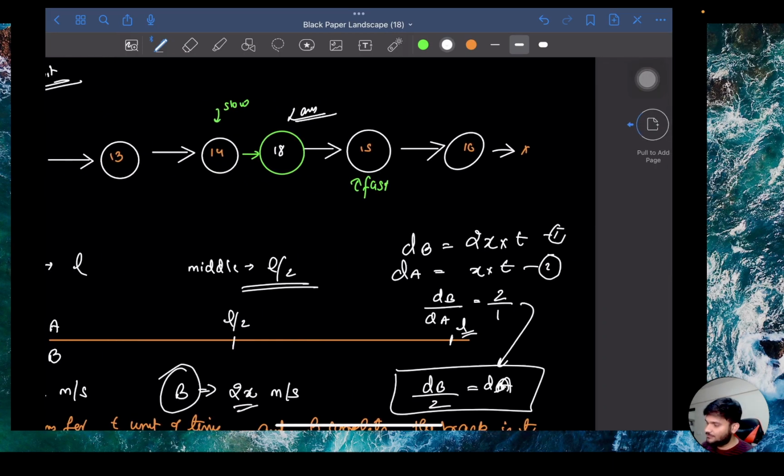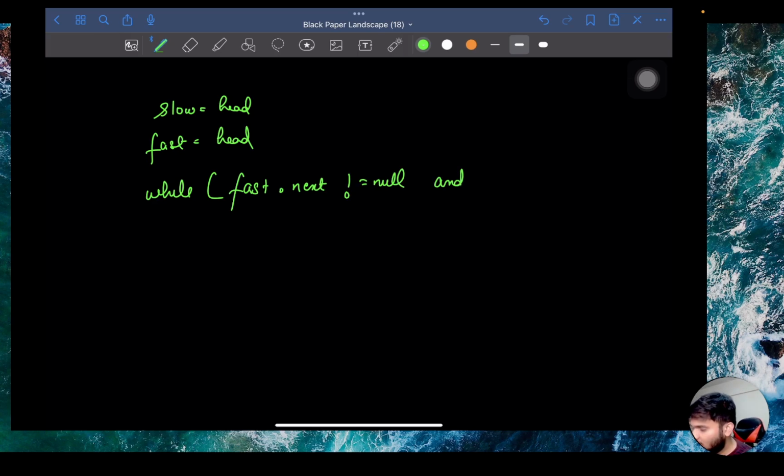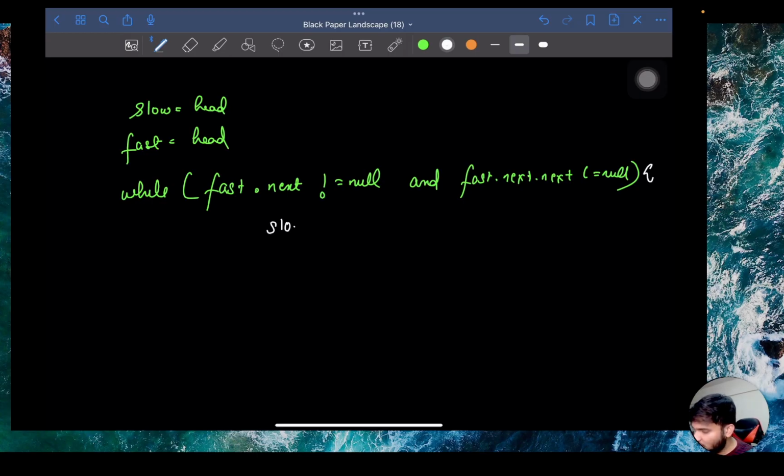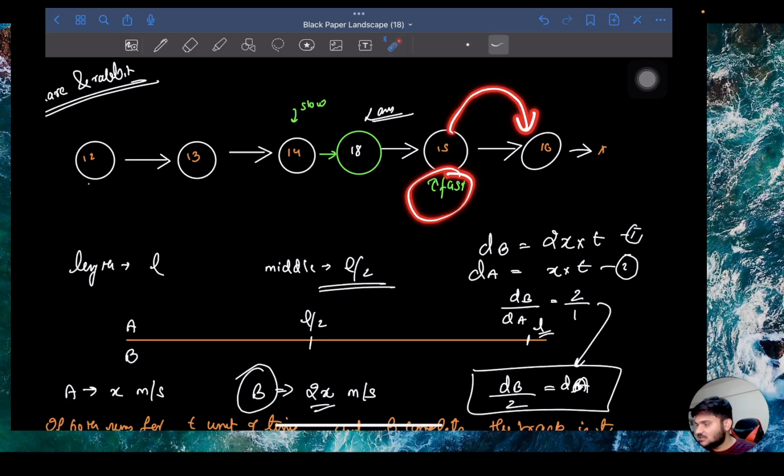So if I try to write a code for it, you can say slow is equal to head, fast is equal to head. Both of them will start from the head. You will say while fast dot next is not equal to null and fast dot next dot next is not equal to null. Okay. So till the time fast has a next node and a next dot next node, you will say slow is equal to slow dot next and fast is equal to fast dot next dot next. Okay. Now you can see if fast reaches a point where fast dot next exists, but fast dot next dot next doesn't exist, that means slow dot next is your answer.